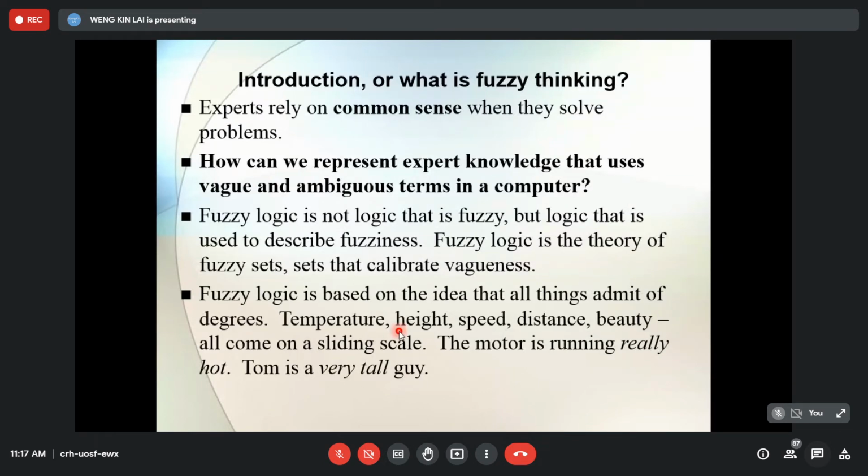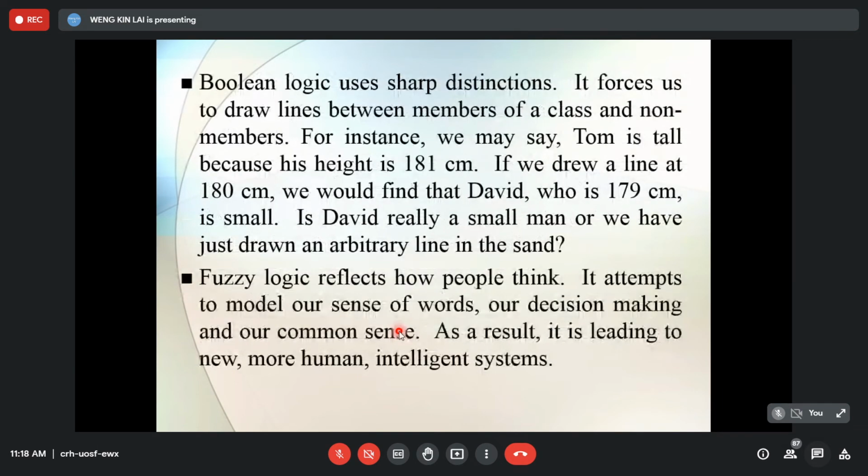So actually, that's why these ambiguous terms, very tall, really hot, right? So what we studied so far is actually based on Boolean logic. Boolean logic, as you know, uses very sharp distinctions. It forces us to draw a line between members of a class and non-members. I think we said before, I remember reading it in the newspaper, drawing a line to separate, for example, the rich and the not rich, the smart and the not smart, right? So there's a line there.